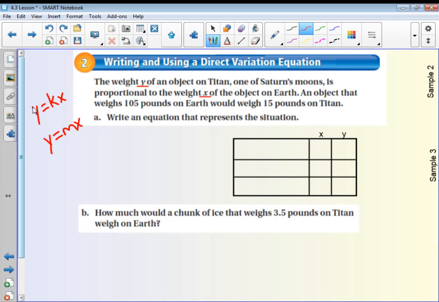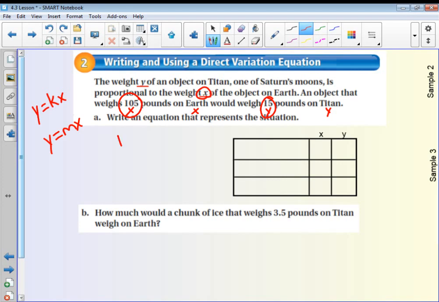So it says the weight y of an object on Titan, one of Saturn's moons, is proportional to the weight x of the same object on Earth. An object that weighs 105 pounds on Earth, so remember Earth was represented by an x, so I'm going to actually put my x under my 105, would weigh 15 pounds on Titan, so that was our y, so I'm going to put a y right underneath that because I'm going to have to use these to substitute in.